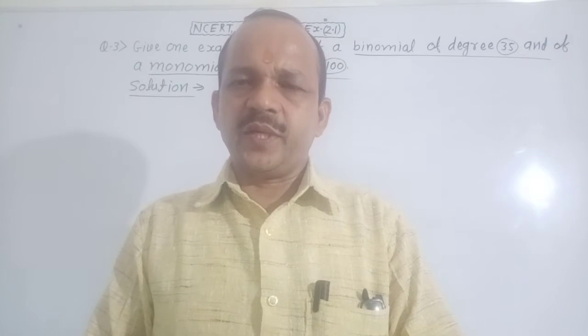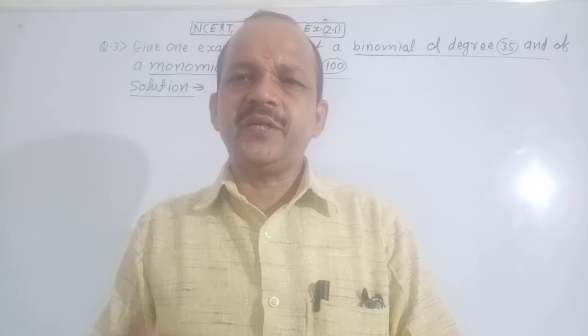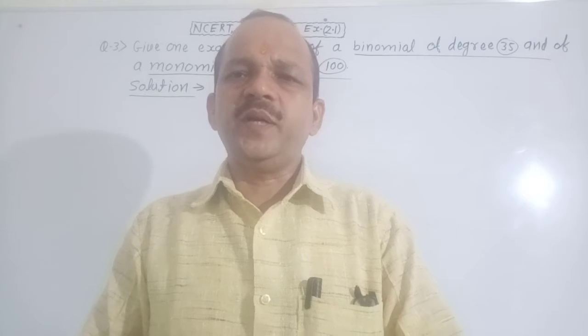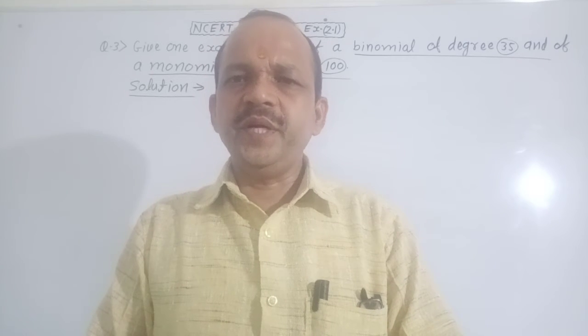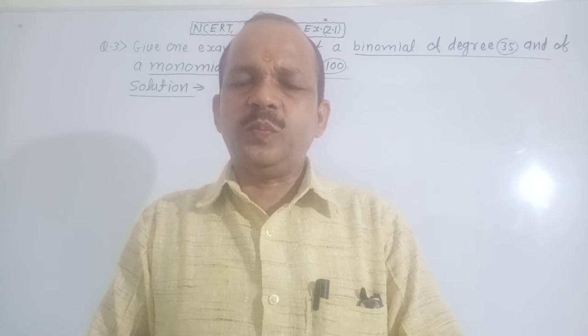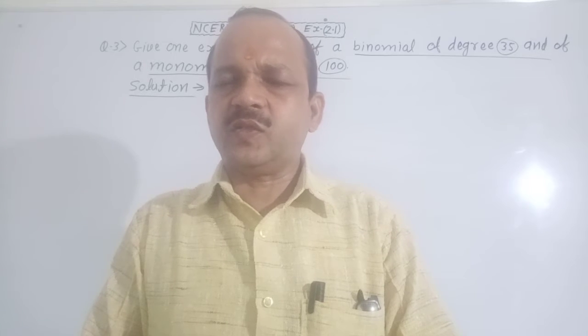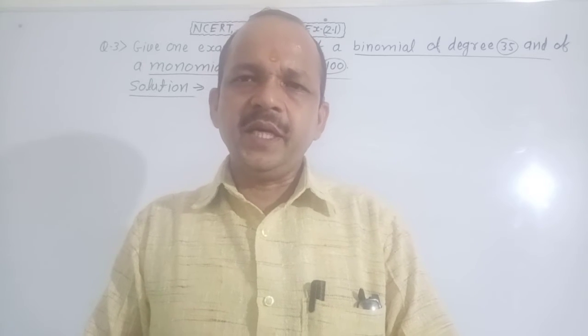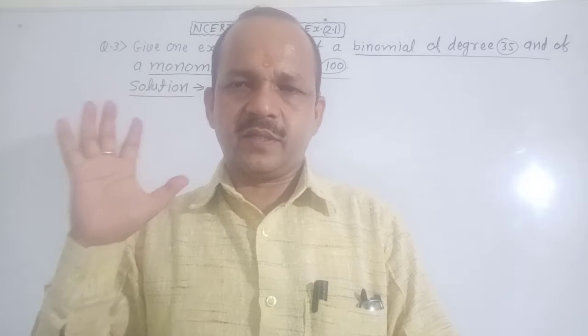Next, cubic polynomial. A polynomial having degree 3 is called a cubic polynomial. The form of a cubic polynomial is ax cube plus bx square plus cx plus d equal to 0. It has 3 zeros, meaning 3 answers.